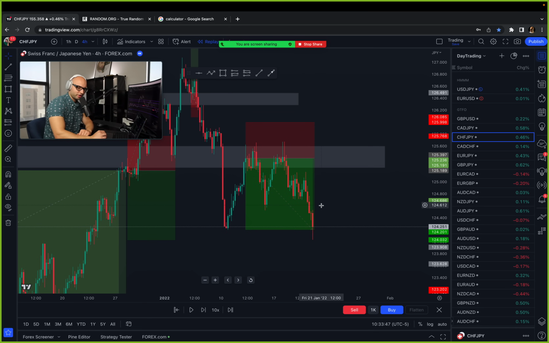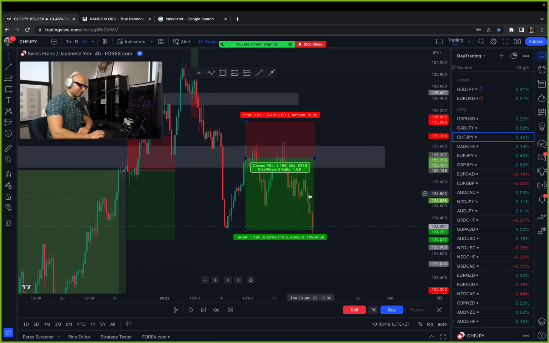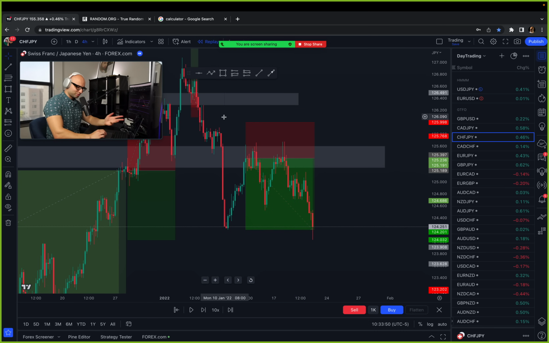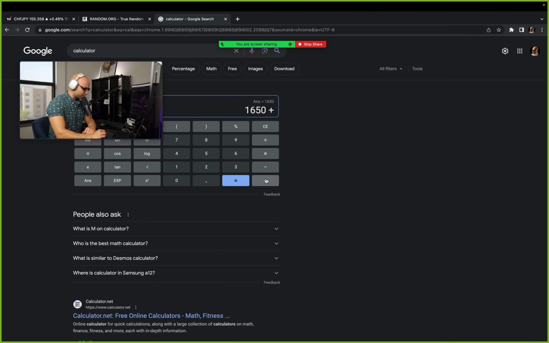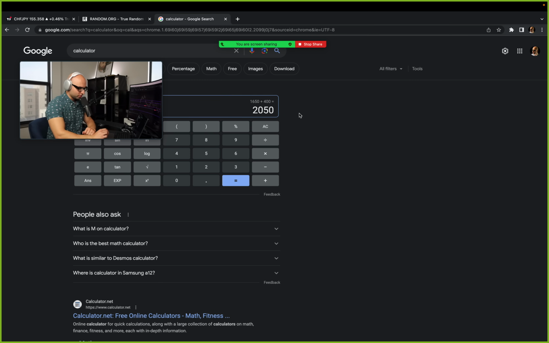Move it up like 0.05, a little bit more. We got a 1 to 2. There you go. See, perfect. I'm a god trader. So we risked $200 on this, so we made $400 in profit. So if we do 1650 plus $400 in profit, that means the account's now at $2,050.